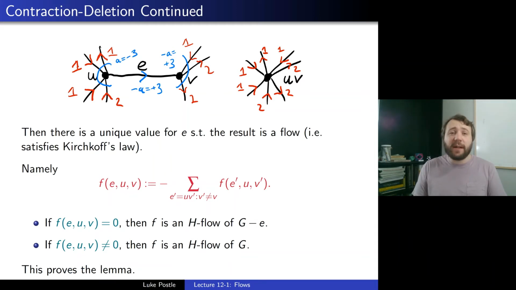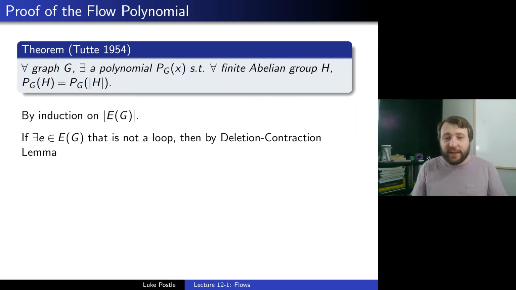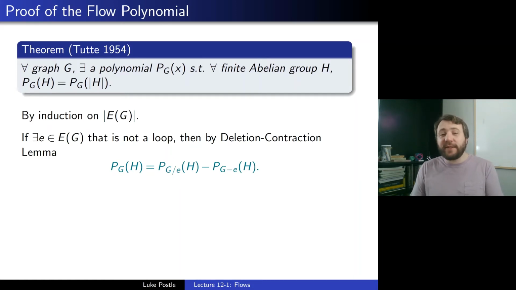This proves the lemma. Now we can prove the flow polynomial result. So how do we do that? Well, we do it by induction on E of G, which is what I've suggested. There's the case that if you have an edge that's not a loop, then by the deletion-contraction lemma, we know that the number of H flows of G is related to those of G contract E and G minus E. Why is that useful?